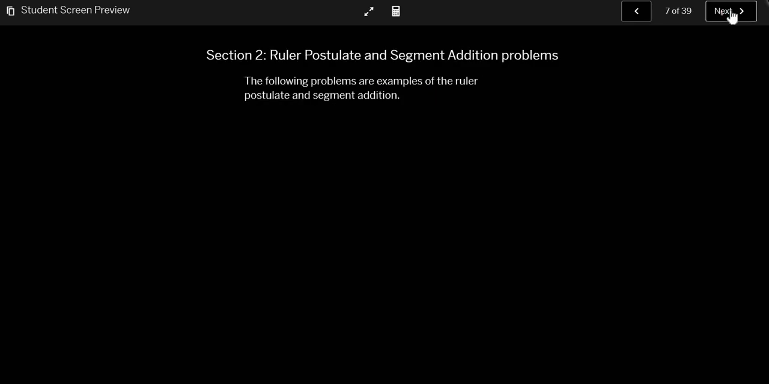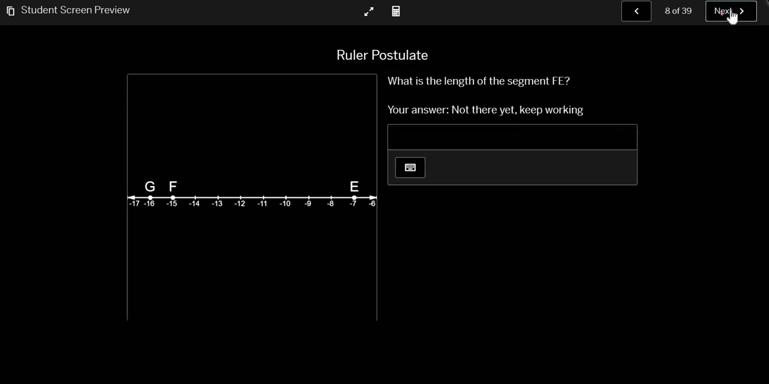As we move on from looking at just collinear points, the next thing we want to look at is segments, specifically using the ruler postulate and segment addition. Our first problem presents a number line, and we're trying to find the distance from F to E. There are two ways you can do it. One, if the number line is short enough, you can literally just count. From 14 to 15 is 1, and then 2, 3, 4, 5, 6, 7, 8. So that's 8 movements that we made, which means the distance from F to E must be 8.